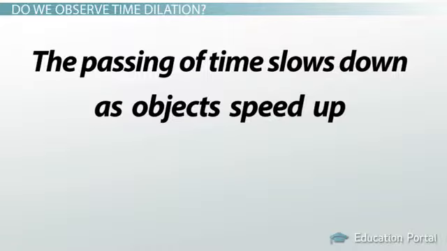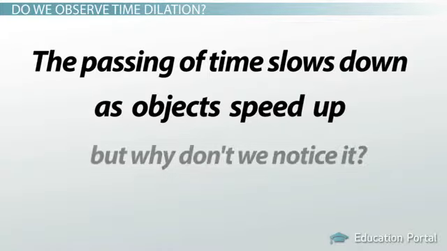If time slows down as objects move faster, then why don't we notice it? Well, we don't notice time dilation in our everyday life because we don't come anywhere close to the speed of light. It is only at speeds close to light that time dilation becomes evident.